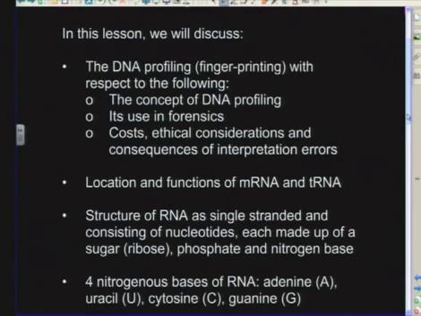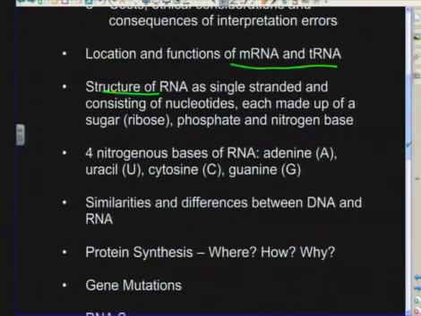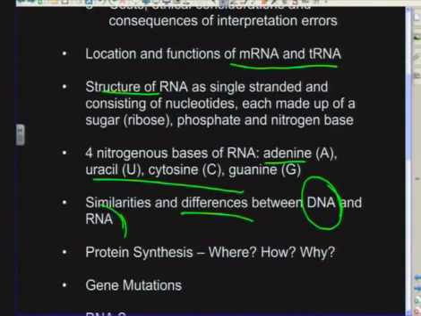Secondly, we're starting with RNA and protein synthesis. The first thing we look at is the location and function of RNA, that's messenger RNA and transfer RNA. The structure of RNA is the next thing we look at, and obviously the different nitrogenous bases. Because we studied DNA and now we're going to study RNA, we also want to know the differences between DNA and RNA.